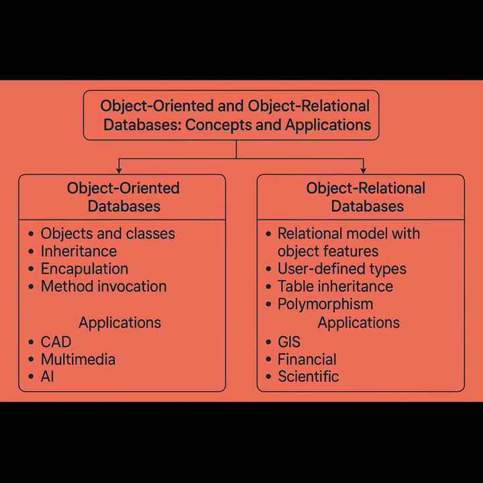3.2 Enhancements over RDBMS. Custom data types: define complex types, e.g., address, point, polygon. Inheritance: tables can inherit properties from other tables. Polymorphic queries. Row types and nested tables.